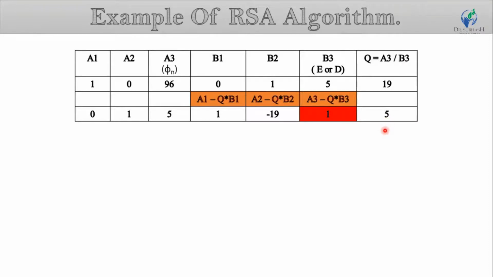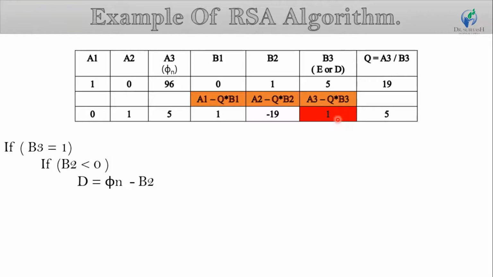We continue this process until the B3 value is 1. So here we find the B3 value is 1, so we stop here. Now we use some conditions to find the value of D. So that condition is: if B3 is equal to 1, then we check if B2 is less than 0, then D is equal to phi of n minus B2. We use this equation if B2 is less than 0.